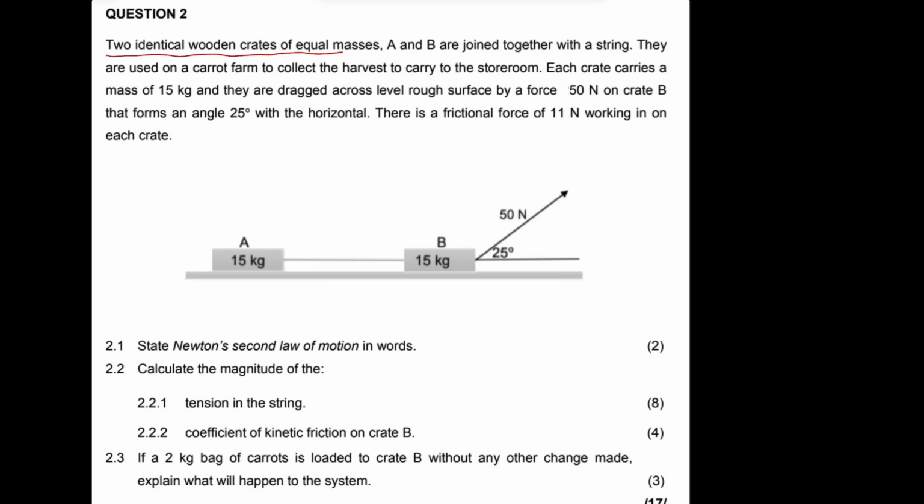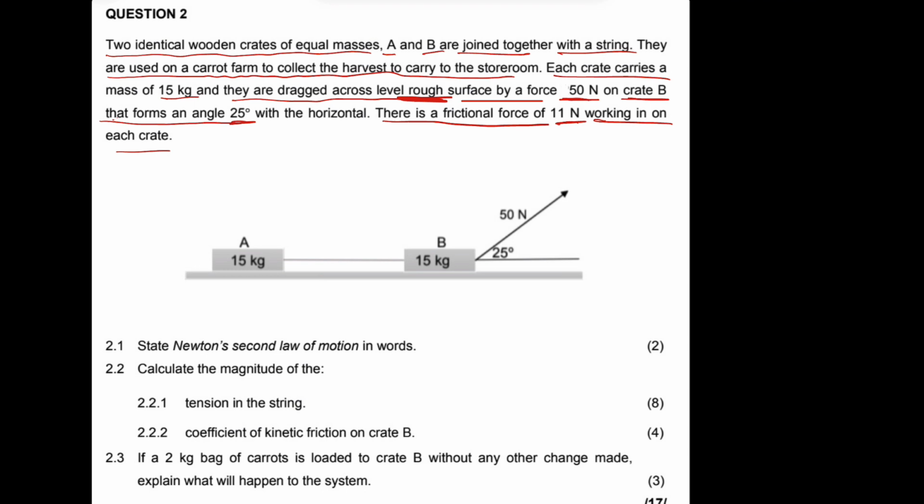Two identical wooden crates of equal masses, A and B, are joined together with a string. They are used on a carrot farm to collect the harvest to carry to a storeroom. Each crate carries a mass of 15 kg and they are dragged across a rough surface, that means there's friction, by a force of 50 N on crate B that forms an angle of 25° to the horizontal.